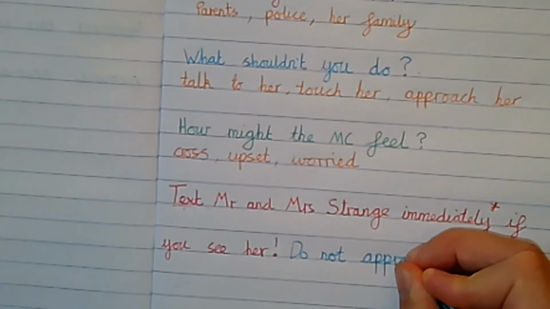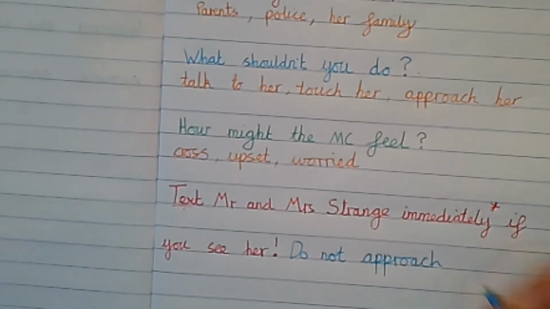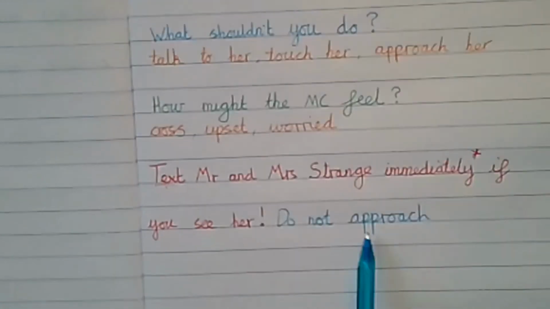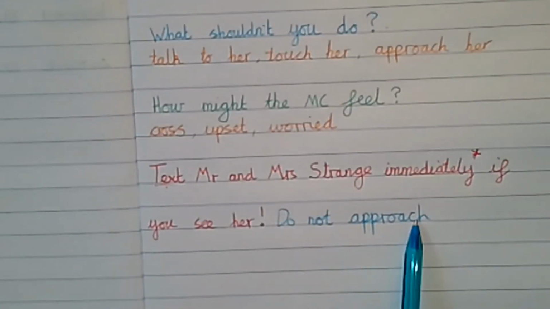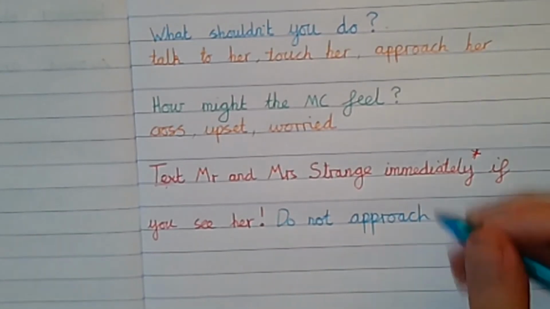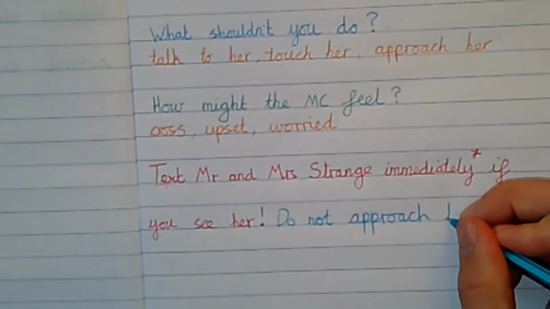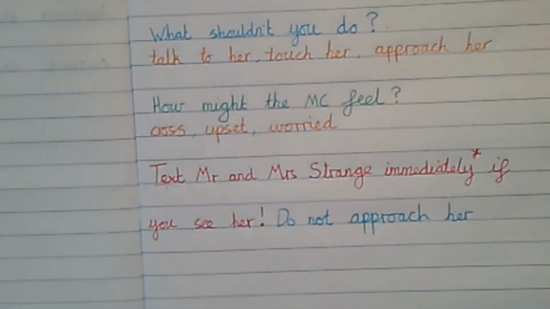Look at the size of my letters going up to the imaginary line. Look at that word approach here. The A, P, P, R, O, C are all the same size, and the H is a tall letter, so it goes above the imaginary line. Do not approach her.